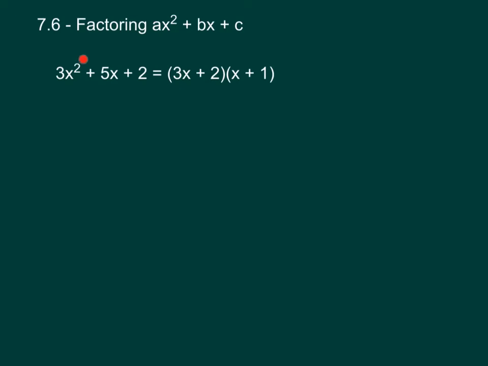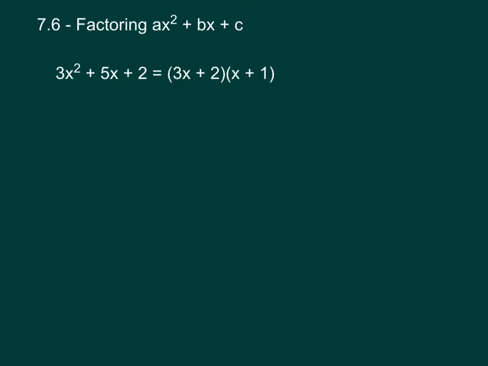Here's an example. Maybe we have a problem, 3x squared plus 5x plus 2. And I've actually shown here that in its factored form that would be 3x plus 2 times x plus 1. We could check it by using any of the methods to multiply polynomials, FOIL, Punnett square, distributive property. So I'll show the distributive property here.